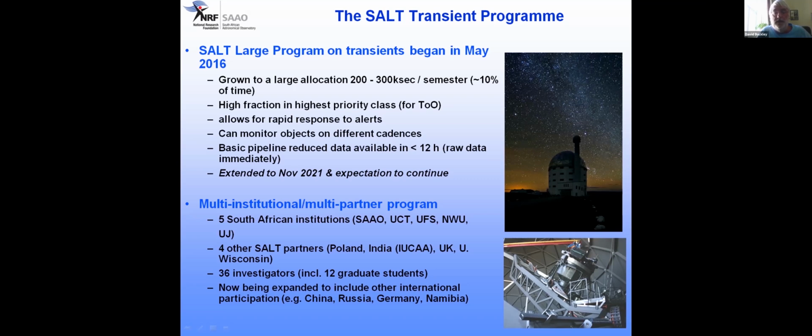There are 4 SALT partners involved. In total, at the moment, we have 36, in fact, I think that could be out of date, a little bit more than that, co-investigators, including a number of graduate students. And we've also been involved in collaborating informally with groups outside of the SALT partnership, namely in China and Russia, and more recently Germany and Namibia. Some of these through bilateral science agreements, for example, with the China-Russia collaboration.